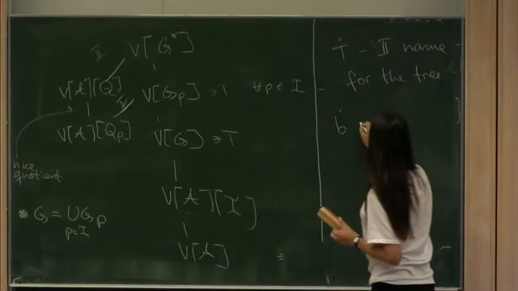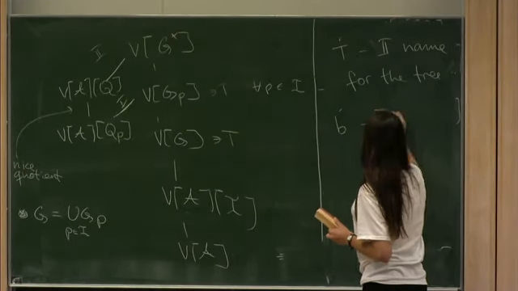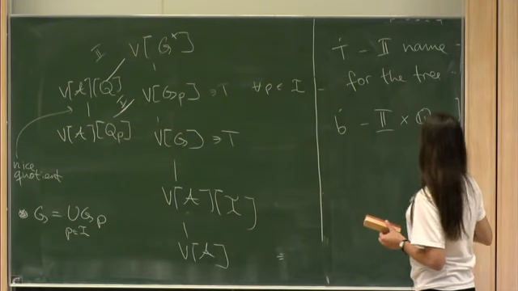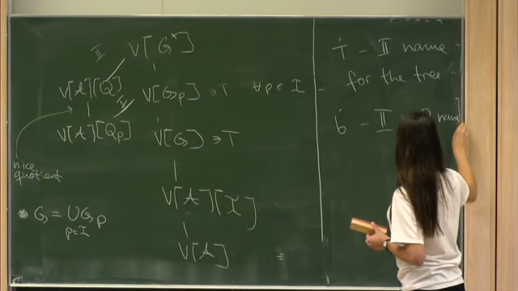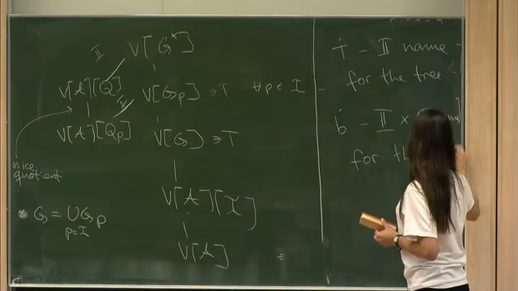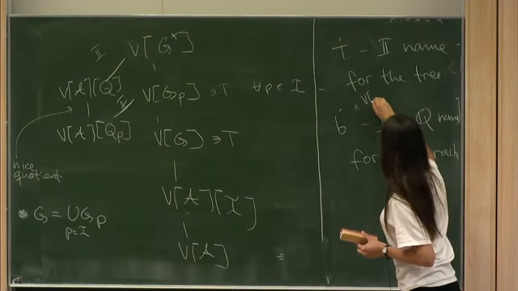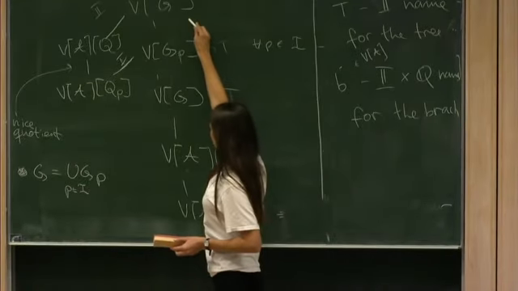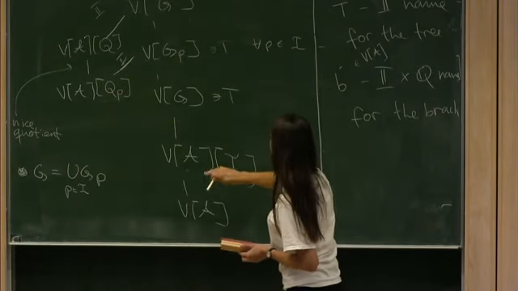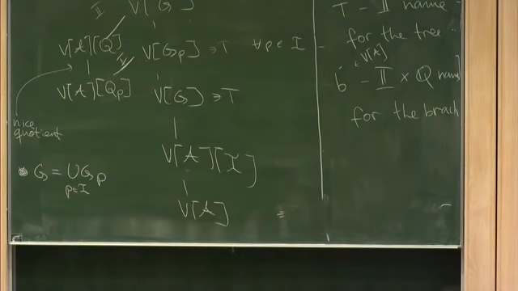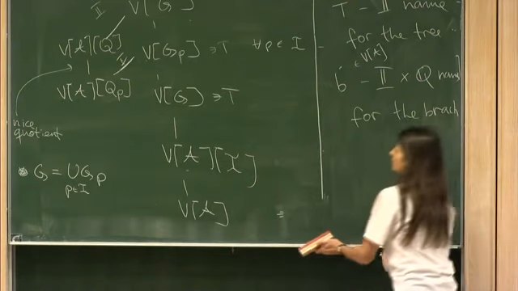Similarly, let B be an I times Q name for the branch. Now, B is in V adds. Okay, so the branch is here from VG star going into VA. I mean, that's a nice product forcing. So B is an I times Q name for the branch. So now what did I show?